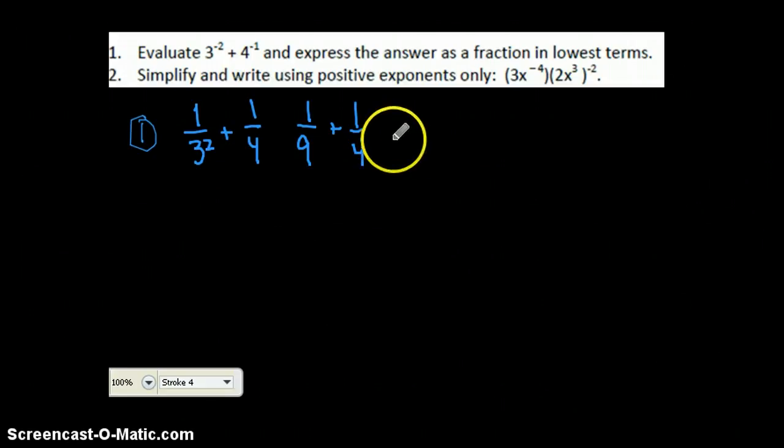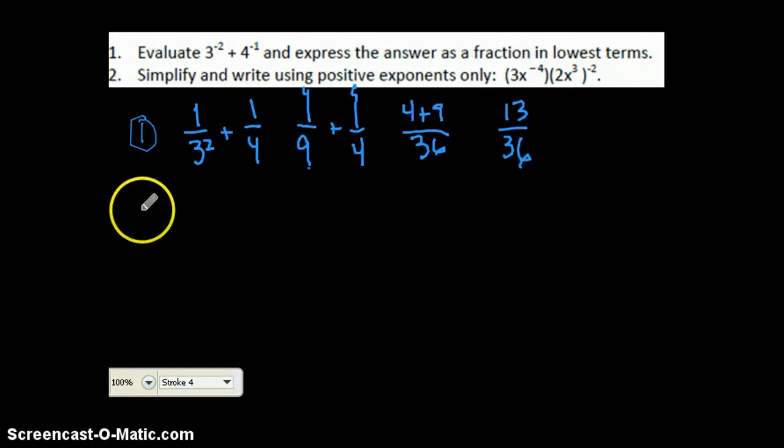Okay, well, 36 would be the common denominator. 9 goes into 36 4 times. 4 goes into 36 9 times. That would be 4 plus 9, which is 13 over 36. Question 1 done.